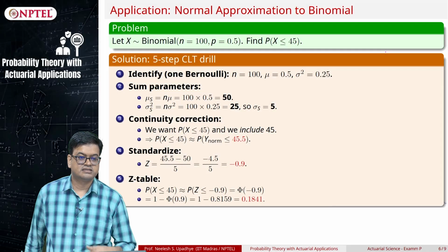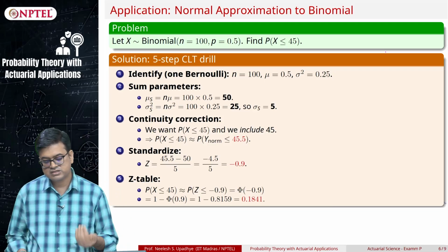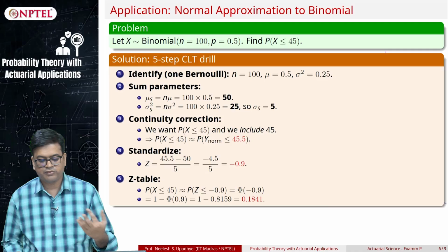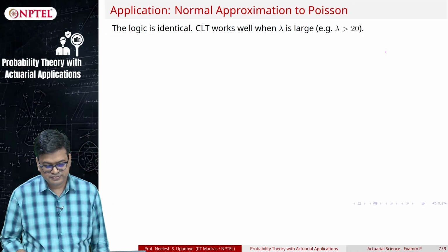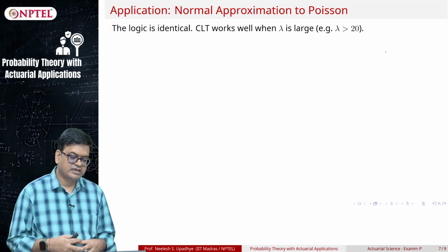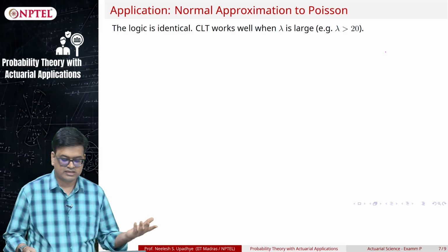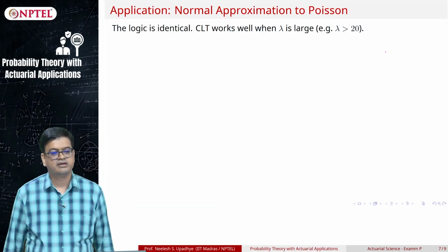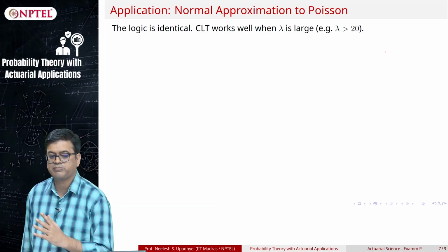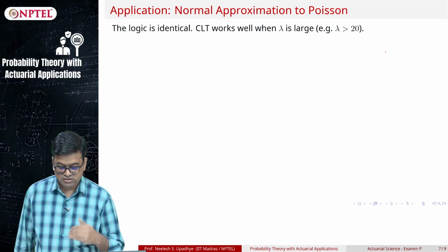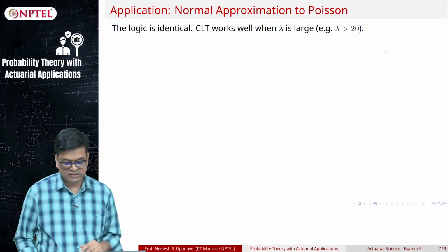Okay. Let us now go and level up the game. Instead of having binomial, let us have Poisson random variable. Logic is identical. CLT will work when lambda is large. So, let us say lambda is greater than 20, that is our baseline, because binomial distribution can also be approximated by Poisson. So, we need a larger lambda, and that is the baseline that we require.